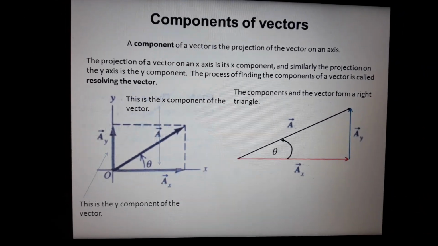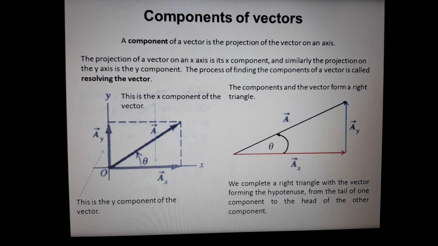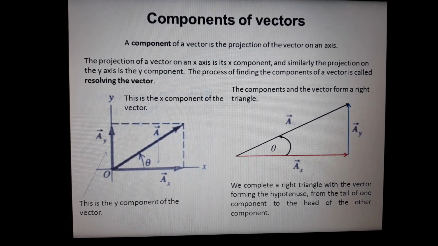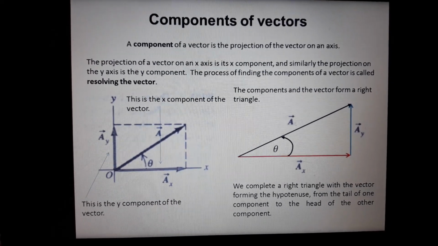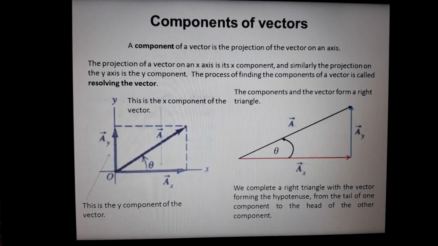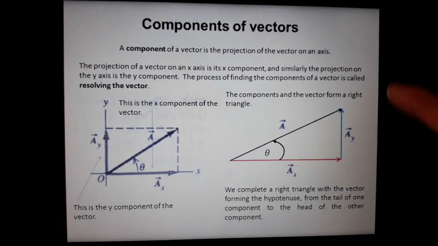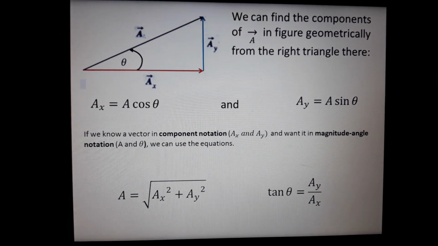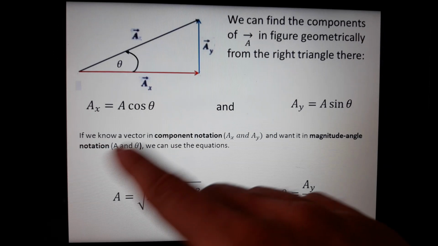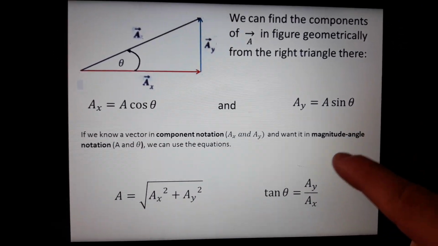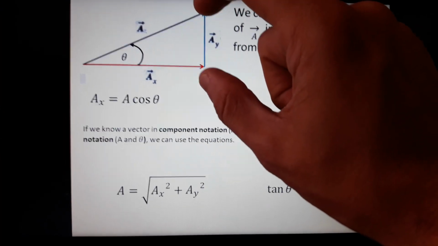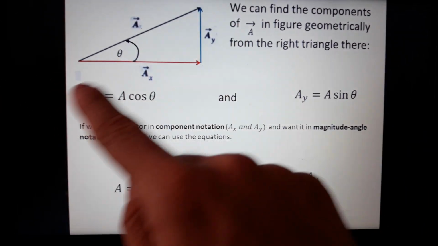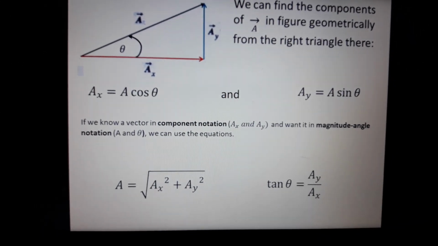So we have here a triangle. We complete a right triangle with the vector forming the hypotenuse, from the tail of one component to the head of the other component. Here we have a video about vectors that have this rule. So we can find the components using the relation with cosine and sine. Usually you use sine for the side opposite to the angle, and cosine for the complementary of the angle.